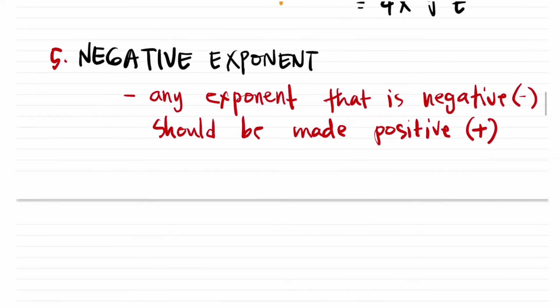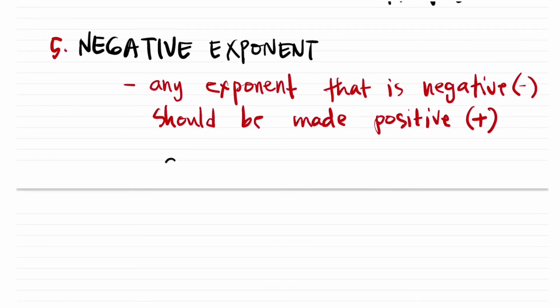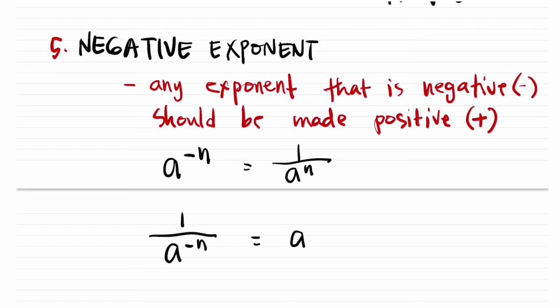So for example, the pattern would be: if I have a to the power of negative n, this is equal to 1 over a to the power of n, so that the n becomes positive. Or if I have 1 over a to the power of negative n, it becomes a to the power of n. You get the reverse of it, the reciprocal of it. So this negative here will become positive, this negative here will become positive. So negative becomes positive.